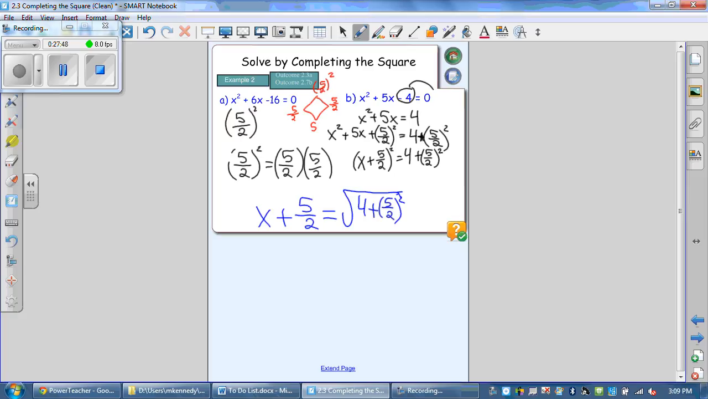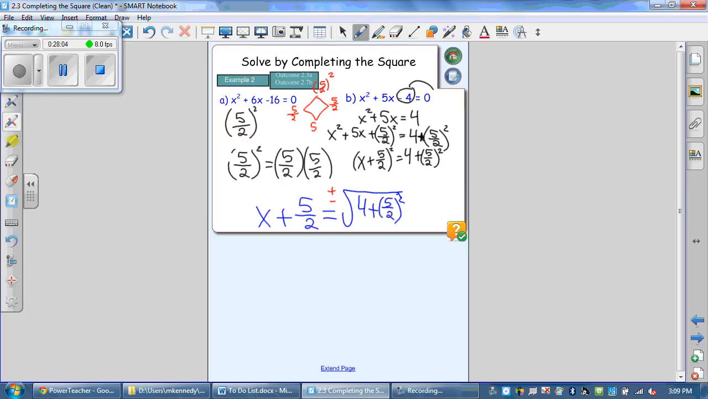And the final step, not actually, we forgot to do plus or minus. The final step is to move the 5 over 2 away from the x. So subtract 5 over 2 from both sides.